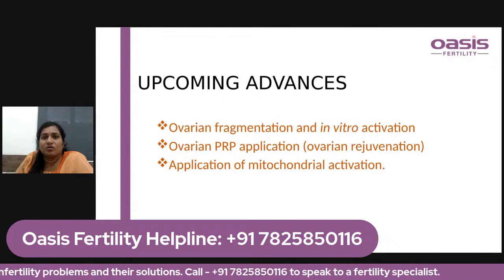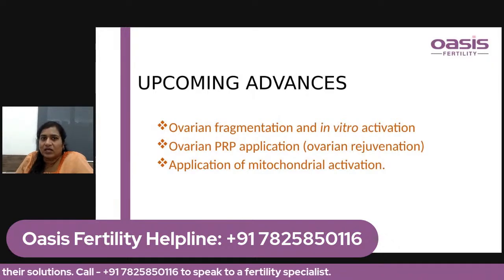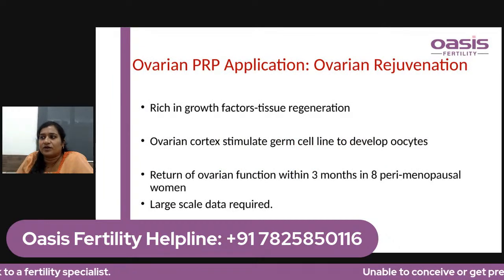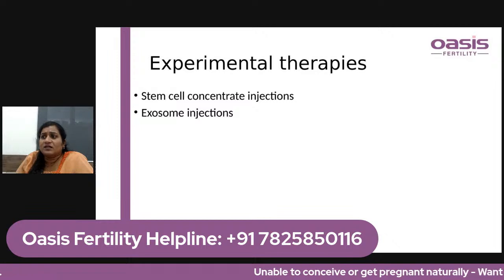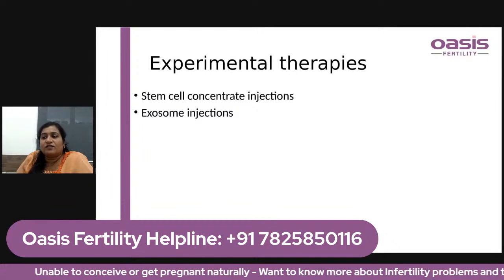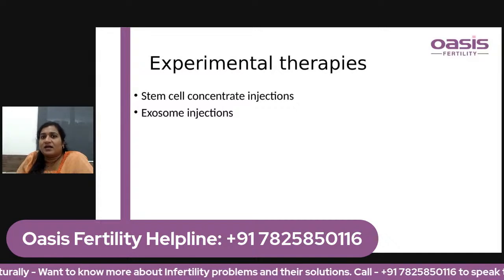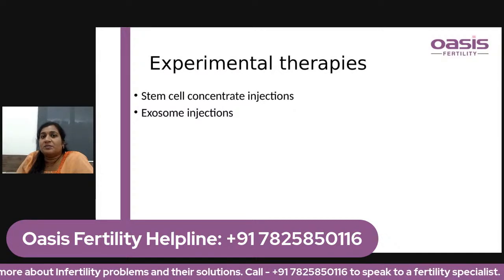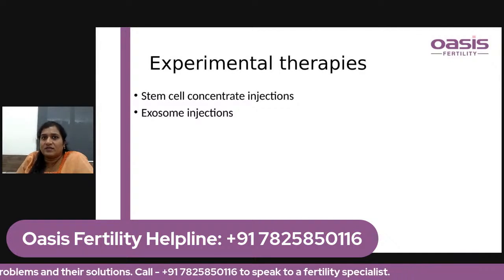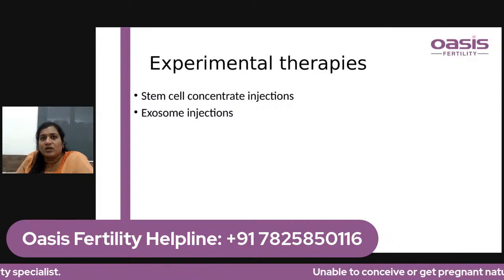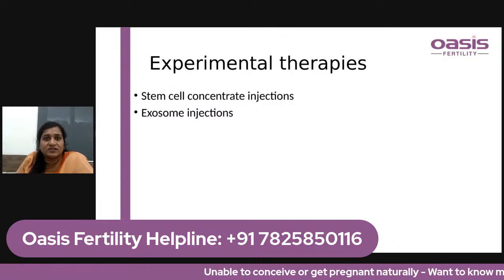Then there is something called mitochondrial activator factors, which can be applied to the egg. And the other options, this is again ovarian rejuvenation, which we have already discussed. Then other experimental therapies are stem cell concentrate injections and exosome injections. There are few other options also which are available, which is again obviously a donor oocyte program. And the main concern in donor oocyte program is the genetic material of the mother is not there in the baby. So that is what most women are worried about. So research has been going on to address this concern.